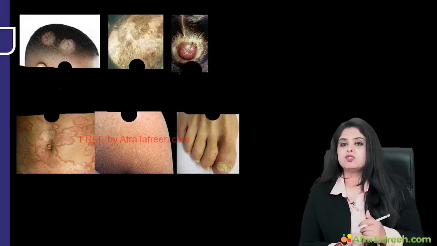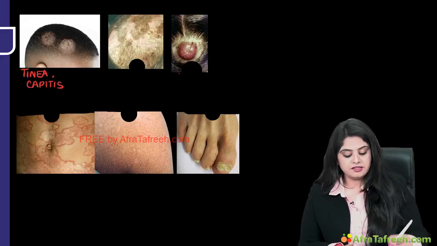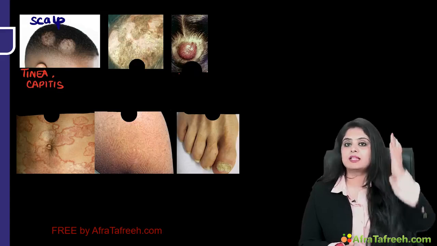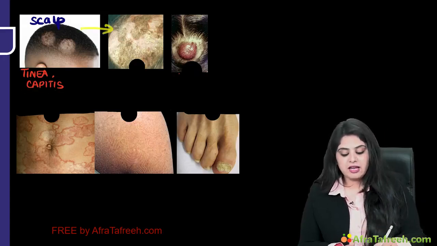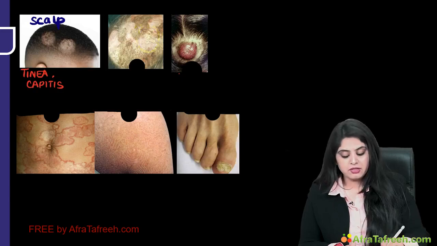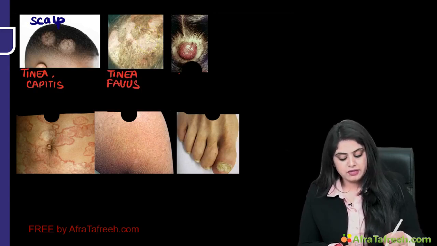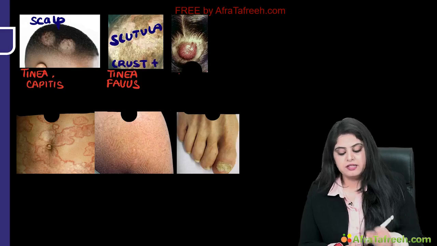Have a look at these pictures. I told you it's going to be an image fest. Now when tinea affects the scalp, you call it capitis. Cap means capitis. There is tinea capitis. Now the same scalp is showing you lots of crusting. If you zoom in, you will see there's a lot of crust formation. This time it is known as tinea favus, or in other words, the very famous scutula. Scutula basically means that crust formation has occurred.